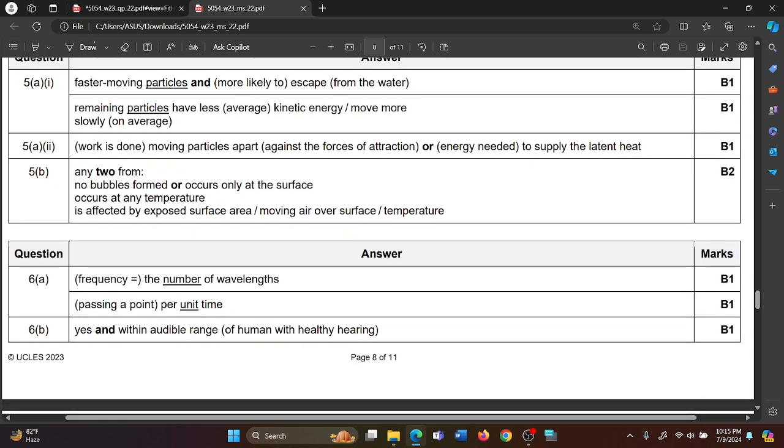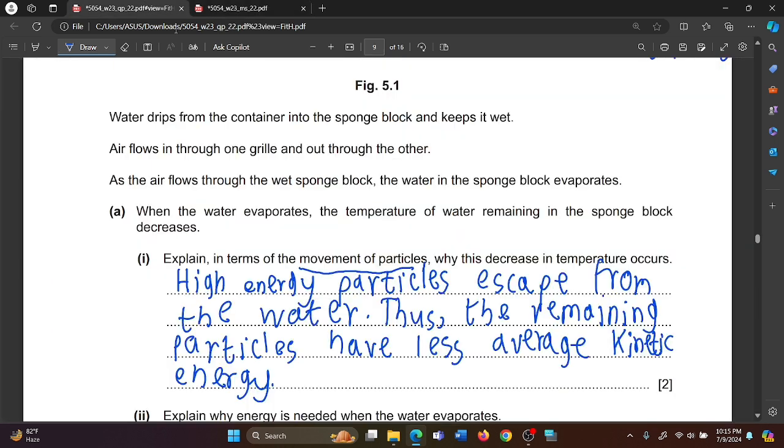Let's look at the second mark. For the second mark, we had to write remaining particles have less average kinetic energy. So we wrote this, and as we wrote this, we got the second mark as well. So we got 2 out of 2 in this part. Let's go on to the next part.